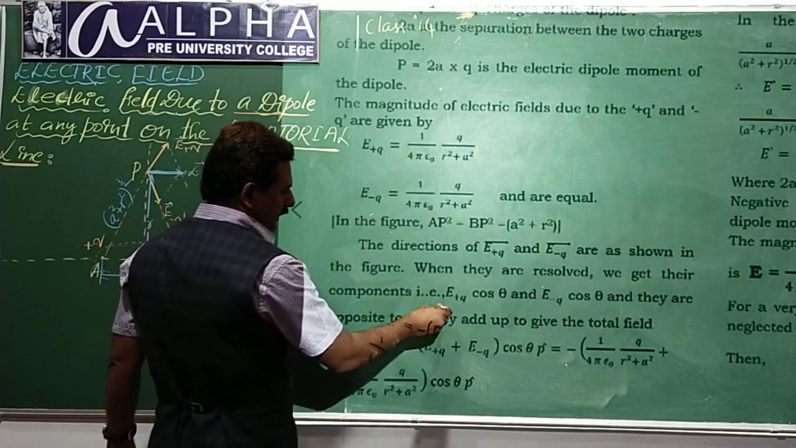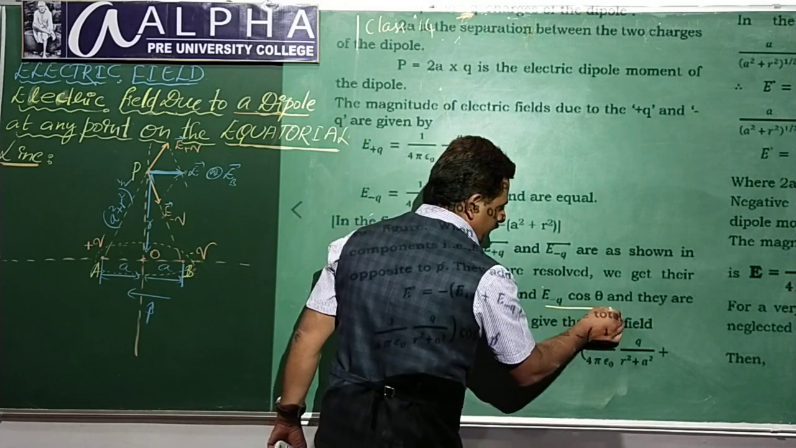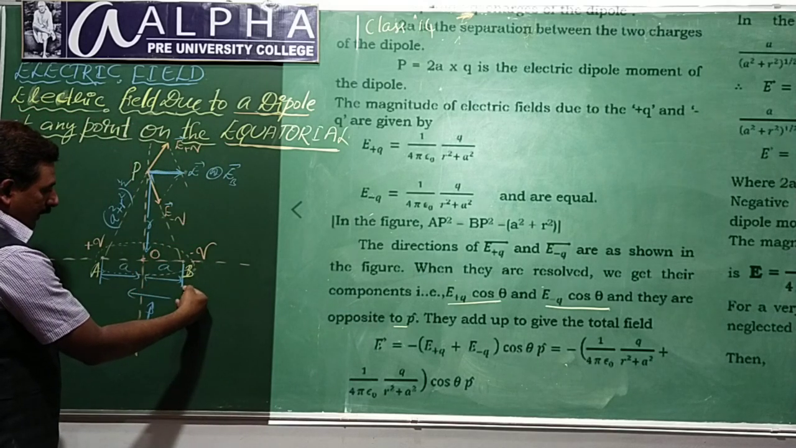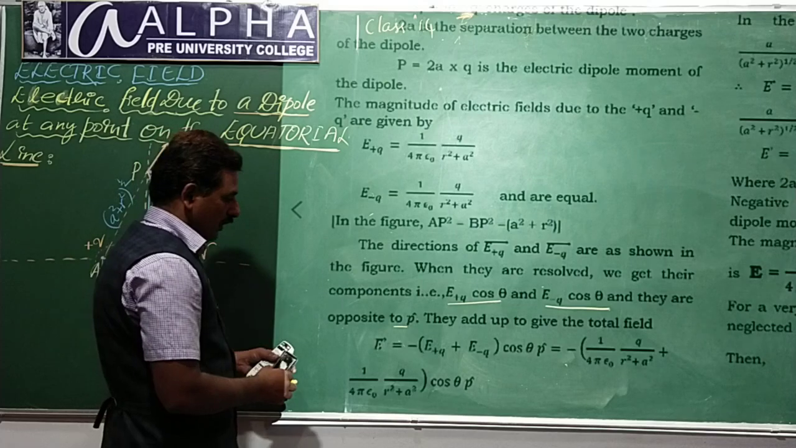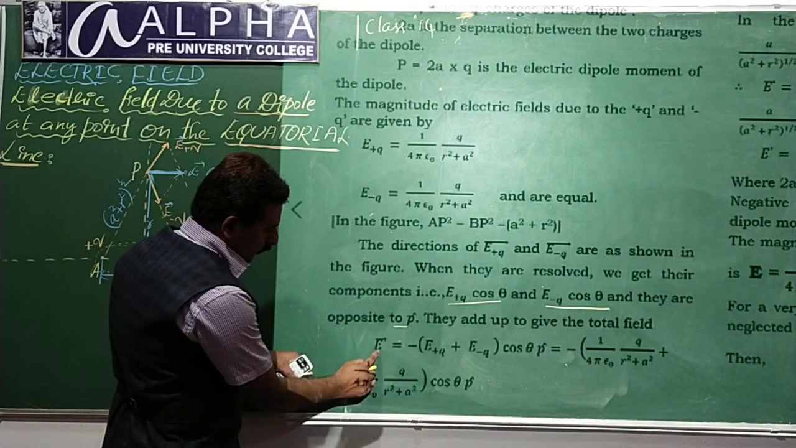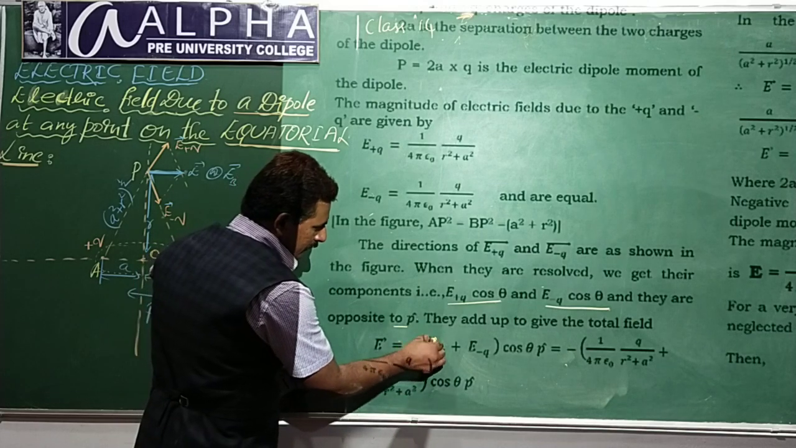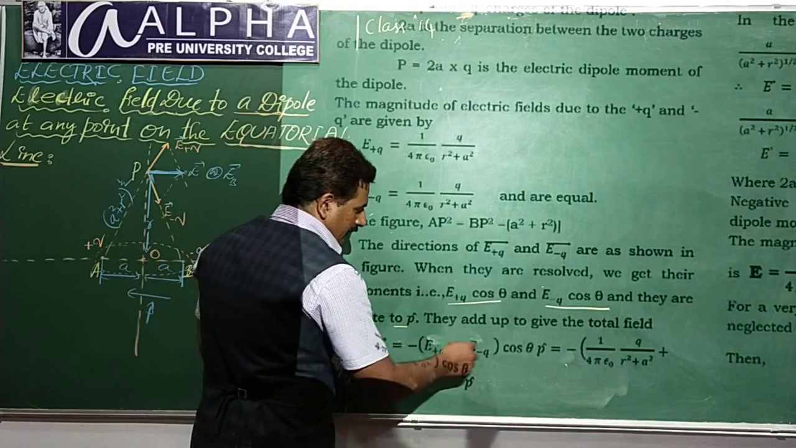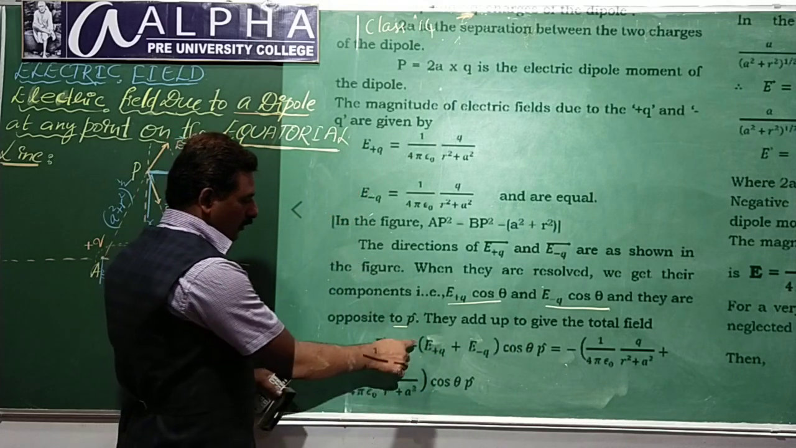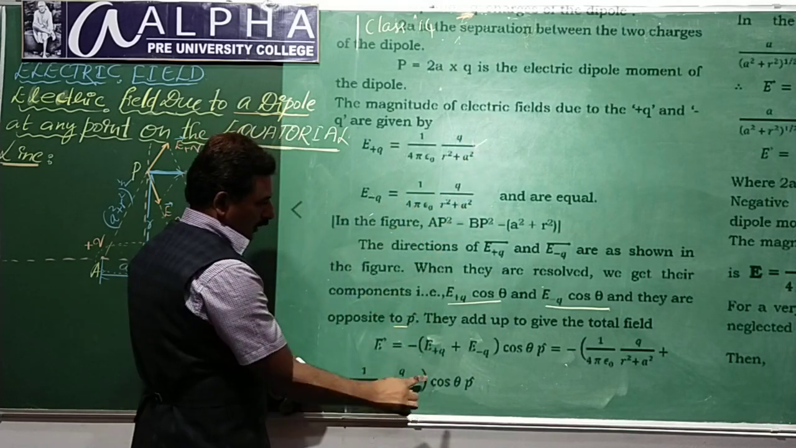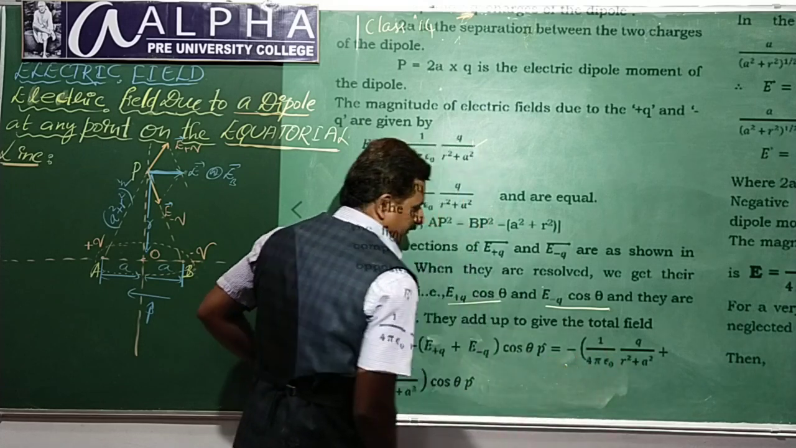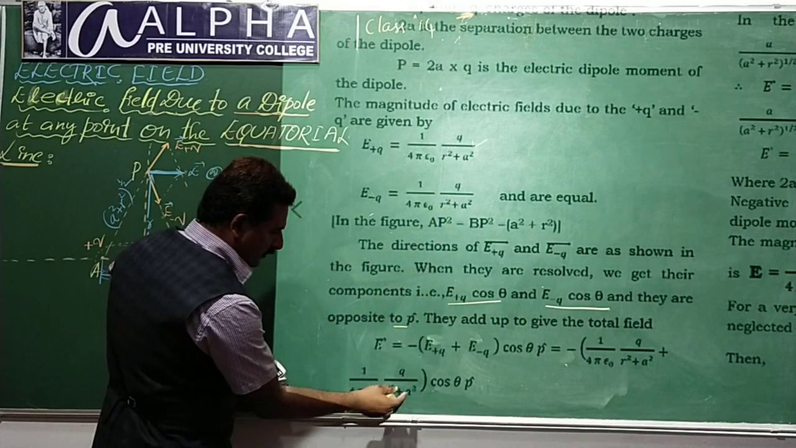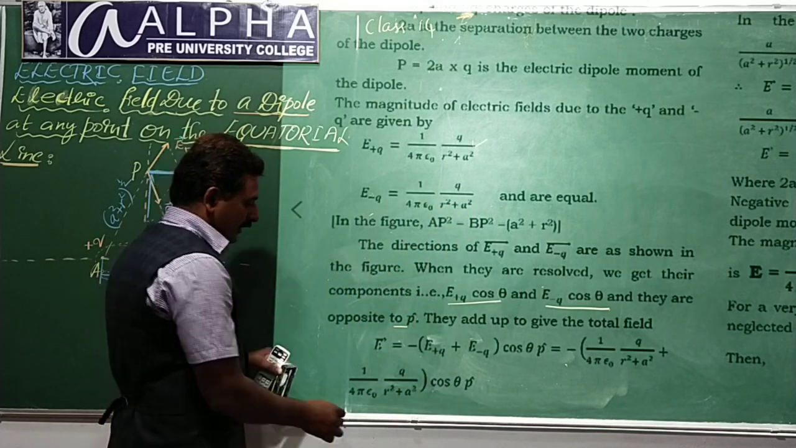When resolved, you get the values E plus Q cos theta and E minus Q cos theta, and they are opposite to P. P is from minus Q to plus Q, so they are opposite. Therefore, if you add them, they give the total value of E plus Q, E minus Q, cos theta. You have written the direction here. What is the value of E plus Q? It is 1 over 4 pi epsilon 0, Q by R square plus A square, plus E minus Q, again 1 over 4 pi epsilon 0, Q divided by R square plus A square. They are the same. You have written cos theta and you add it. This much you have to write.